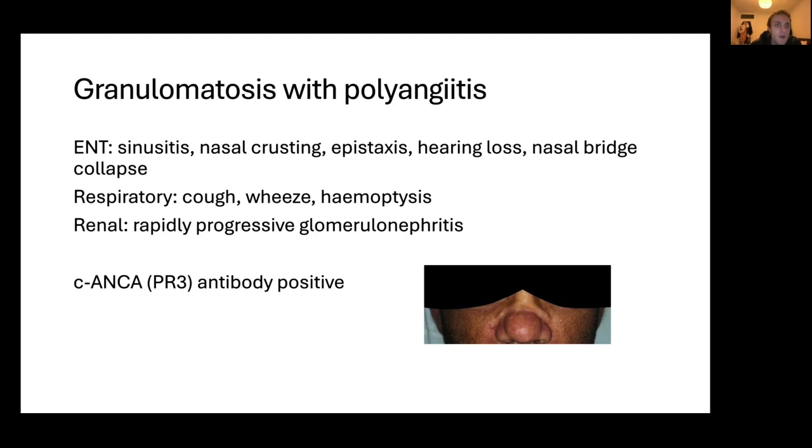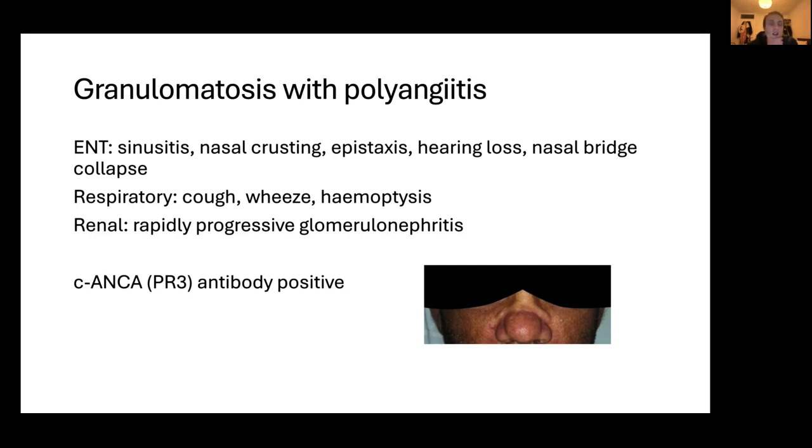So we often see these patients can present with cough, wheeze, and hemoptysis, so coughing up blood. Now, the renal involvement is difficult to clarify in a history, but often you'll see someone's urine dipstick in the single best answer question, and if they've got rapidly progressive glomerulonephritis, it will have protein and blood on it. And classically, of course, we need to know the antibodies that are associated with this condition.